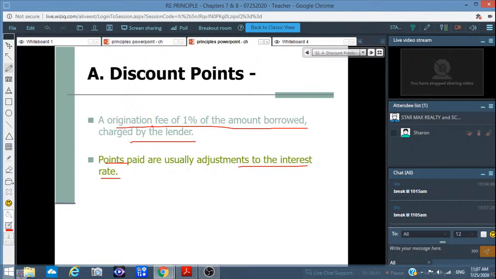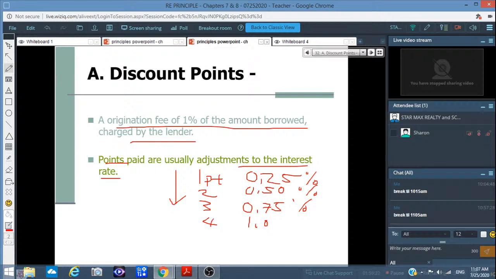The bank will accept a payment and then lower the interest rate. Typically, 1 point will buy you a quarter point of interest rate. 2 points, half a point. 3 points, 3/4 of a point. And 4 points, you get a full 1% off.